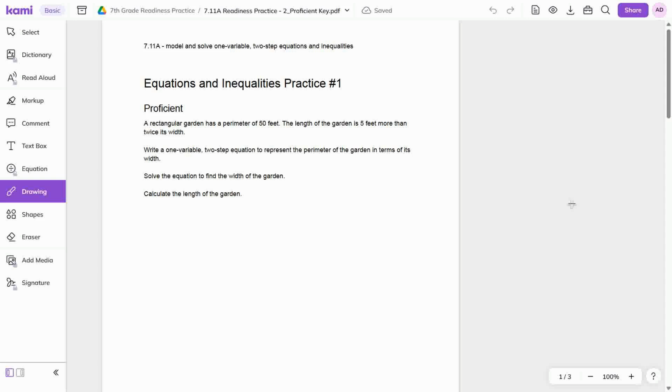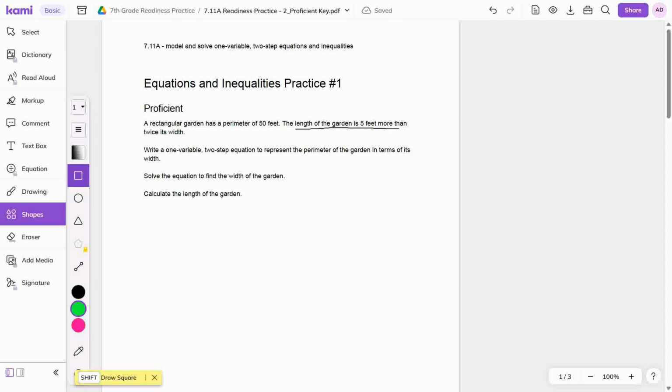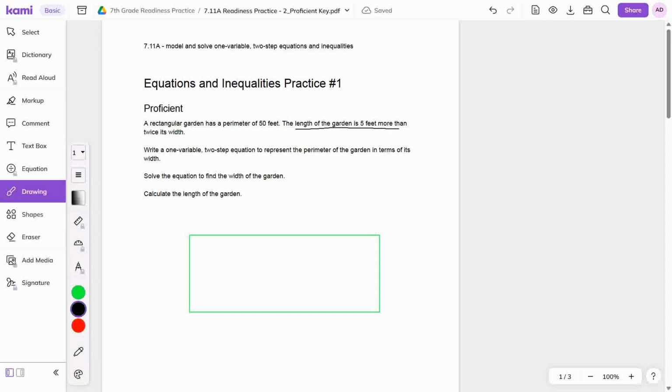So we have a rectangular garden, and it has a perimeter of 50 feet. So we need to find the width and the length, but the clues there are just a little bit challenging for us here. So let's see if we can draw a picture. I'm going to give us a rectangle to look at here. All right, so we've got a rectangle, and we do know that P equals 50, 50 feet.